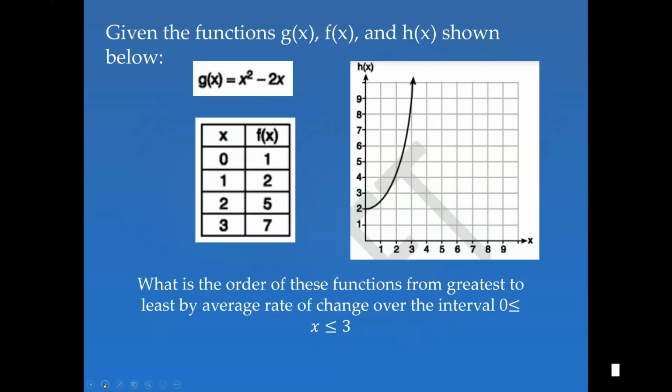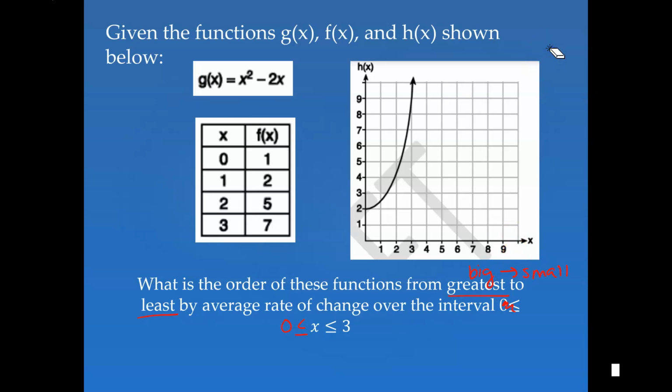All right, so given the functions, g of x is right there, f of x is the table, and h of x is the graph. I want to know what is the order of these functions. Let's rewrite it. From greatest to least. So that means I need it in order from big to small, over the interval 0 to 3. So I'm going to use the interval 0 to 3 each time. And we're gonna have to find our average rate of change 3 times.